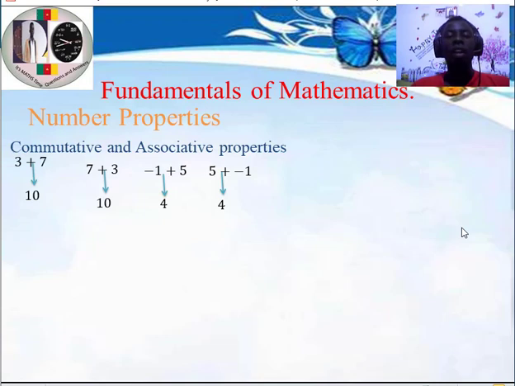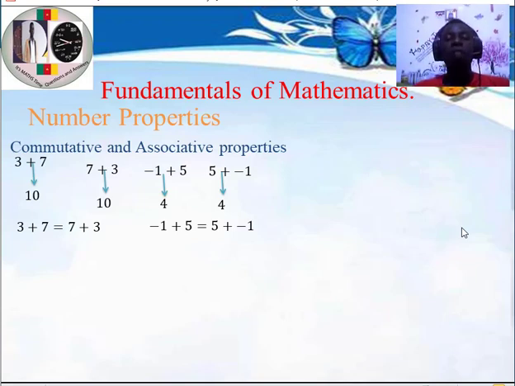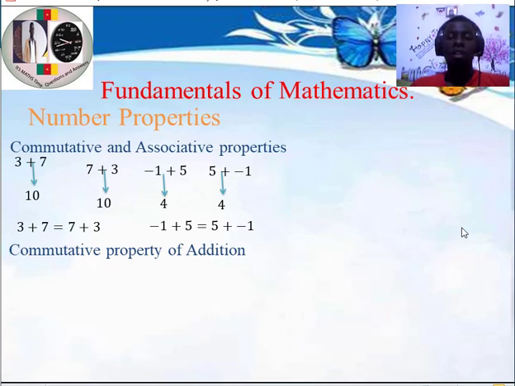Therefore, from these two examples, we can see that no matter the order in which we perform an addition, the result will still be the same, because 3 plus 7 is equal to 7 plus 3, and also minus 1 plus 5 is equal to 5 plus minus 1. Then we can conclude that no matter the order in which we perform an addition, the result is the same, and we call this property the commutative property of addition.